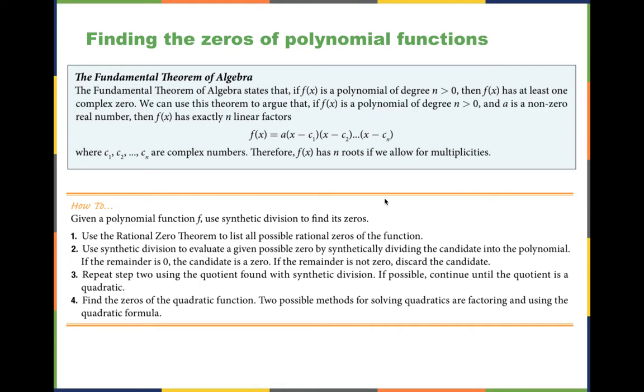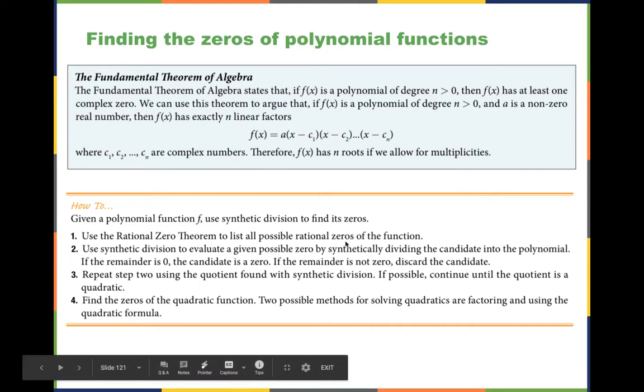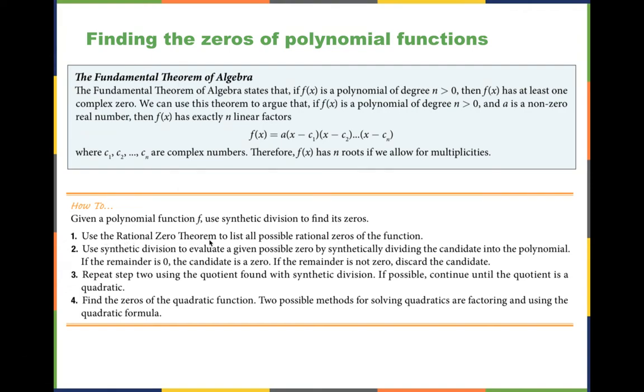All right, so the things that we just talked about are going to be tools that we can use to find those roots. So first, we can use the rational zero theorem to list all possible rational zeros. We just did that in the last example. Then we can use synthetic division to try them out, right? Keep going until you have a quadratic. Okay, once you have a quadratic, you win.